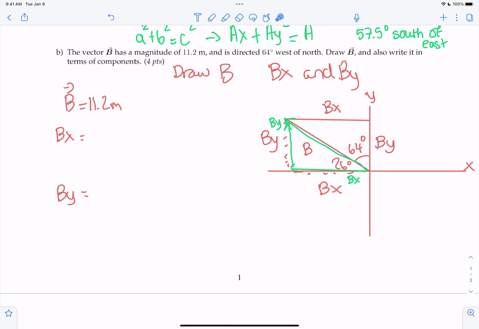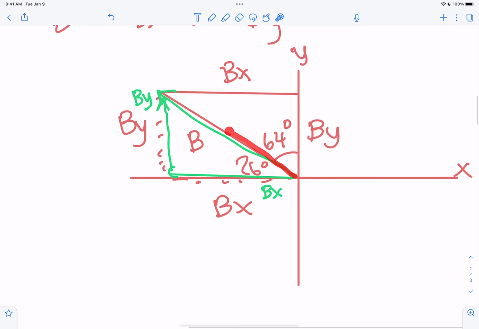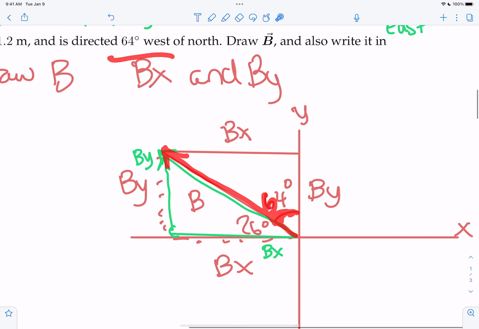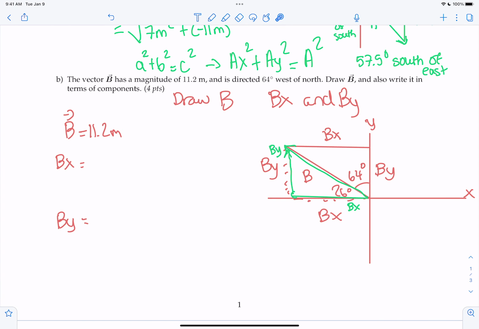But in terms of drawing the vector itself, I would just stick with drawing it with whatever degree or direction they indicated, 64 degrees first. And then if you want to do the 26 degrees, you can do that. That's fine. But I would just make sure that you have everything that they require from you first. Either method will work, and I can show you that here in a sec.